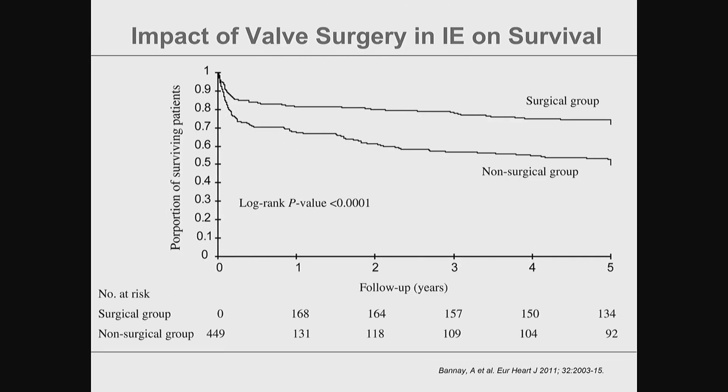It's important to note, though, that the impact that valve surgery has on survival in patients with endocarditis is quite great. So as you see here from this paper from 2011, the surgical group, this Kaplan-Meier curve, the surgical group compared to the non-surgical group had a much greater percentage of surviving patients at the 5-year mark. And that curve separates early on after a few months.